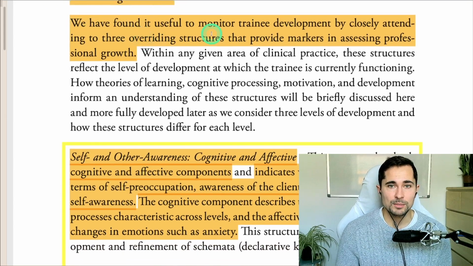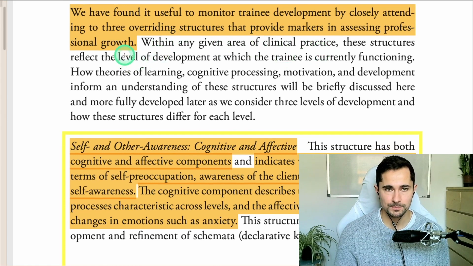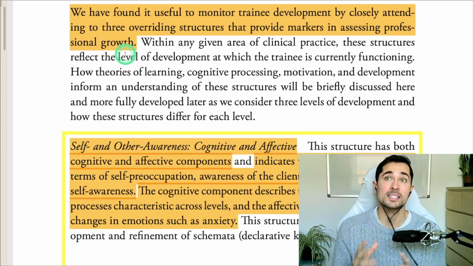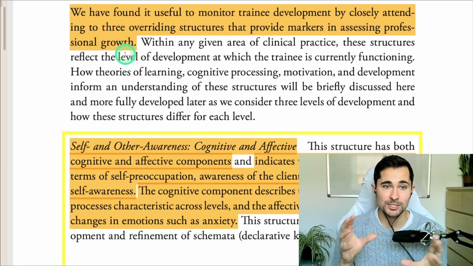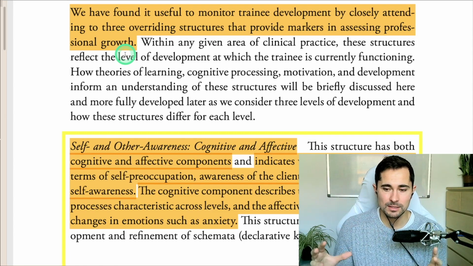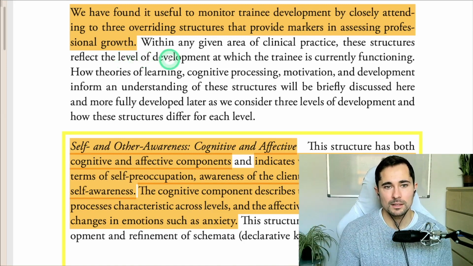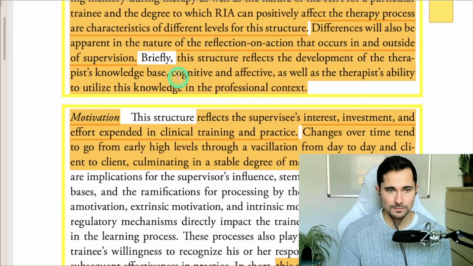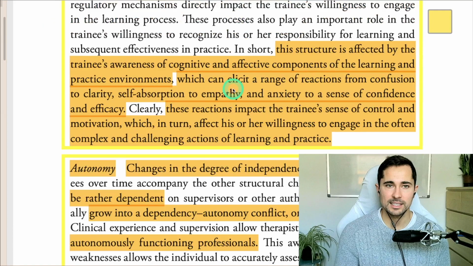We have found it useful to monitor trainee development by closely attending to 3 overriding structures that provide markers in assessing professional growth. So we've just highlighted, haven't we, that supervisors need to be able to assess their supervisees' levels, and they can do that by monitoring 3 structures, which, if you like, are a part of each level. So these 3 structures are self and other awareness, motivation, and autonomy. Let's look at each in turn.